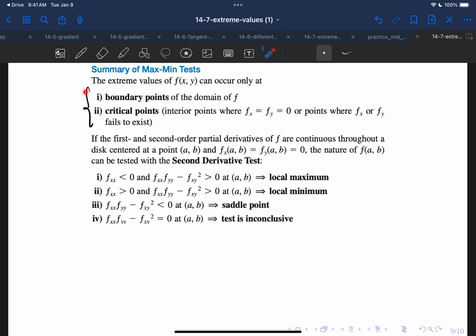After you have collected those candidate points, then we have to look through which one is good for a local maximum, local minimum, saddle point, or sometimes inconclusive.